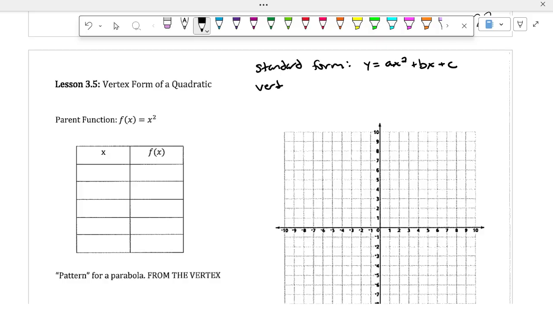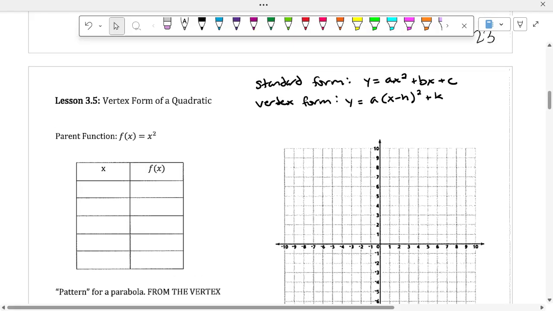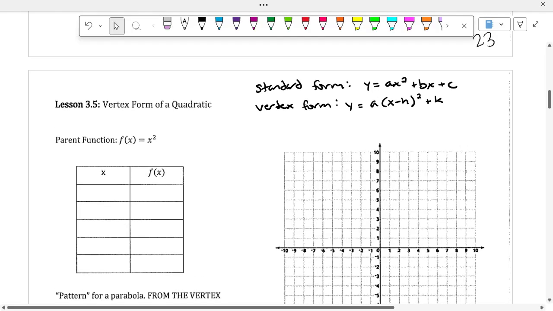Vertex form is going to look a little different. So vertex form is y equals a times x minus h squared plus k. All right. Now, that probably means nothing to you yet, and that's okay because we're going to discuss it. So, they're basically still quadratic functions. They're just written in two different ways. So, any quadratic can be written in its standard form, it can be written in its vertex form, and then we can also write it in its factored or intercept form sometimes.